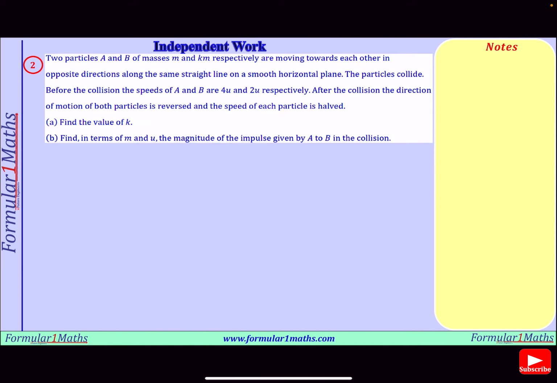Question 2. Two particles, A and B, of masses m and km, respectively, are moving towards each other in opposite directions along the same straight line on a smooth horizontal plane. The particles collide. Before the collision, the speeds of A and B are 4u and 2u, respectively. After the collision, the direction of motion of both particles is reversed, and the speed of each particle is halved. A. Find the value of k. B. Find, in terms of m and u, the magnitude of the impulse given by A to B in the collision.